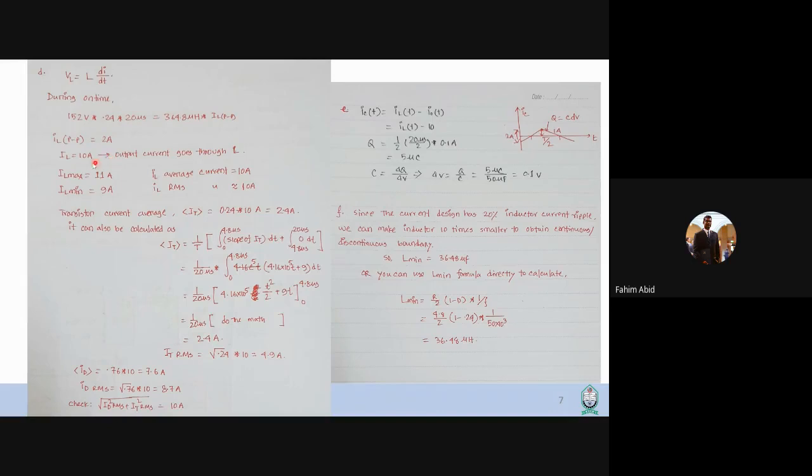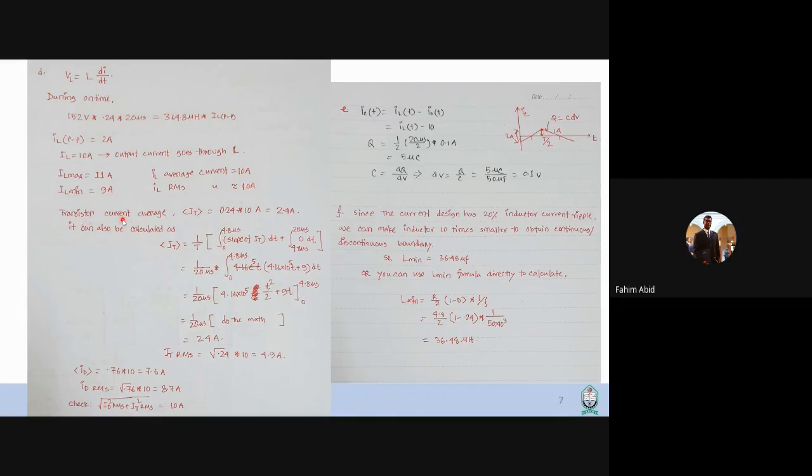and you get the average, the DC part of the inductor current IL, equal to 10 amp. So IL max is 11 amp, IL minimum is 9 amp. Okay, so the IL average current is 10 amp basically here. It's approximately 10 amp. You can write it like this.